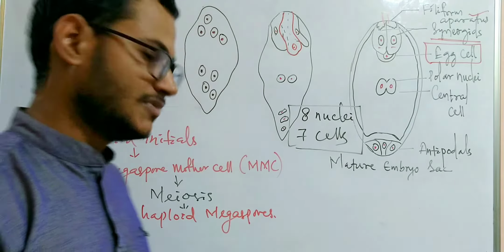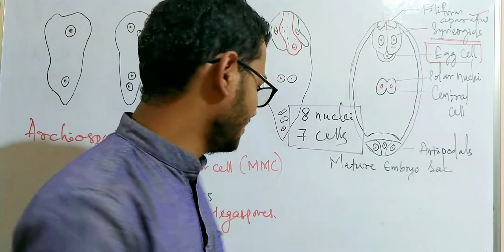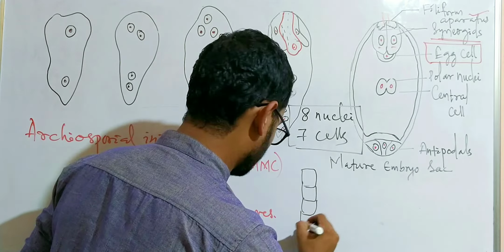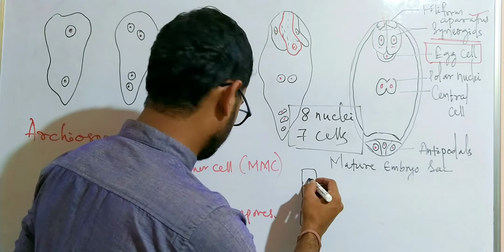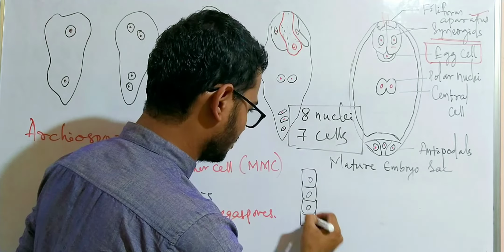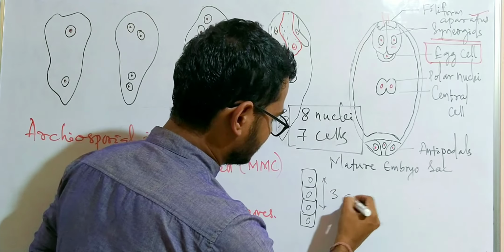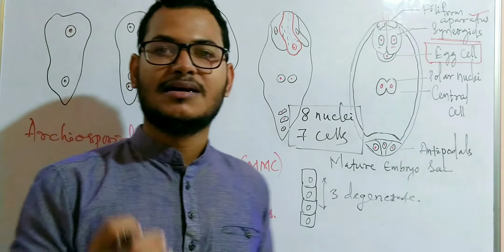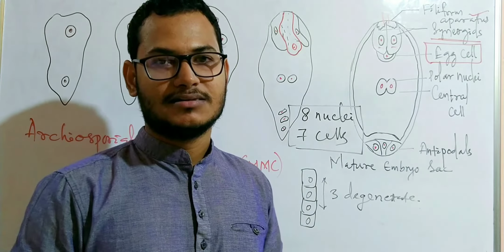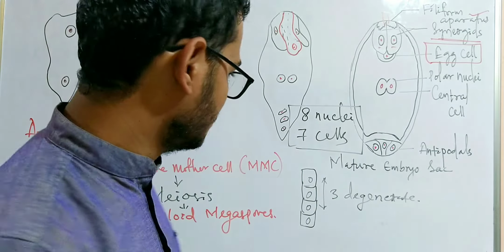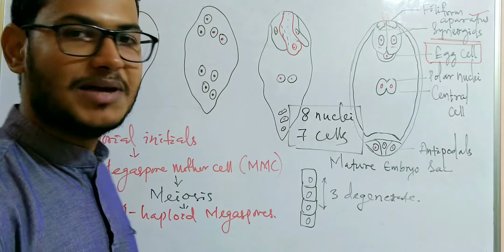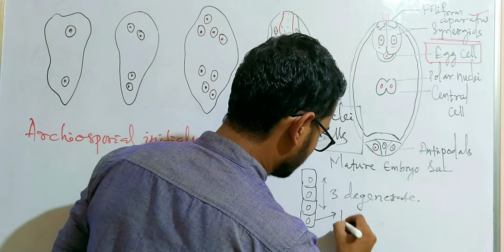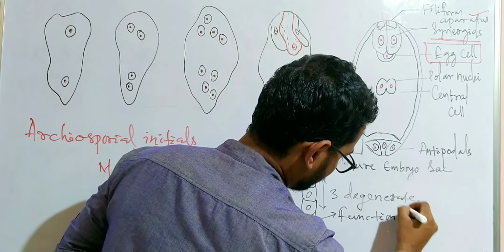The 4 haploid megaspores are arranged forming a linear tetrad, forming a linear structure, and out of the 4 haploid megaspores, 3 degenerate. 3 of them degenerate, and the remaining 1 enlarges in size, forming the single functional megaspore. So these 3 degenerate and the remaining 1 forms the functional megaspore.